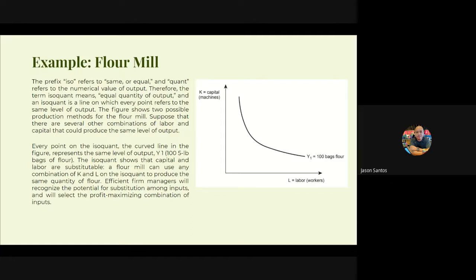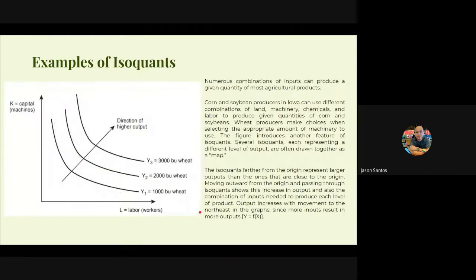So it's the same here. If we are aiming for efficiency, you need to have this kind of system, which is for profit maximizing. Input selection, combination of inputs. Numerous combinations of inputs can produce a given quantity of most agricultural products. Even corn and soybean producers in Iowa can use different combinations of land, machinery, chemicals, and labor to produce given quantities of corn and soybeans. So notice that in this curve, as we said earlier, the output is constant.